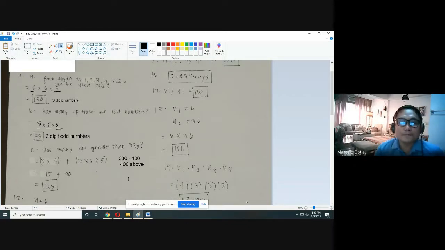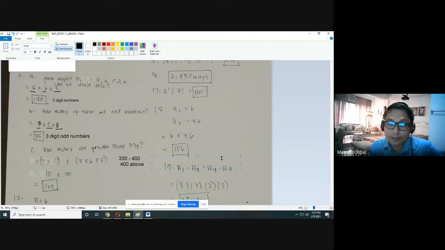Inisa-isa niya lahat, no? 330, inisa-isa niya, sabi niya dito, 330, hindi pasok. Kasi nga, nag-repeat ang 3. 331, hindi din pasok, okay? 332, hindi din pasok. So, magsisimula siya sa 340 ba? 341. So, pwede ang 340? 340, no? Pero bawal ang 339 kasi mag-repeat ang 3 eh. Bawal mag-repeat ang numbers, no? So, 340 pasok. 341. Okay?